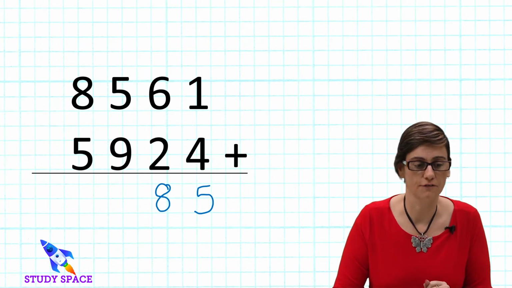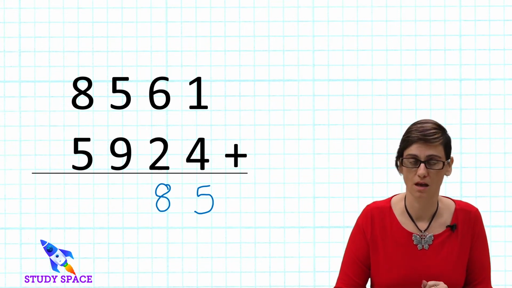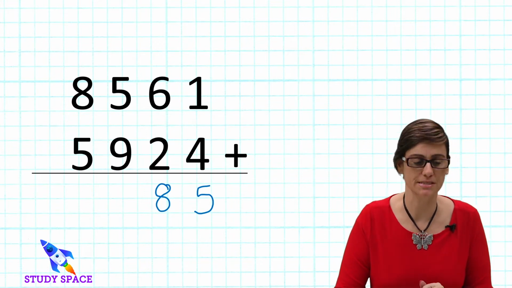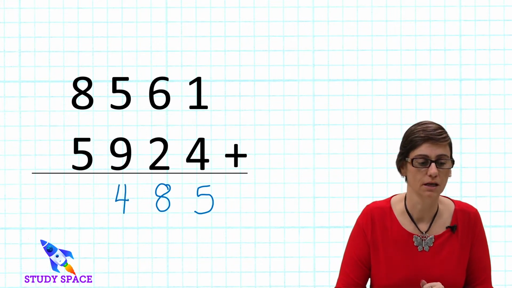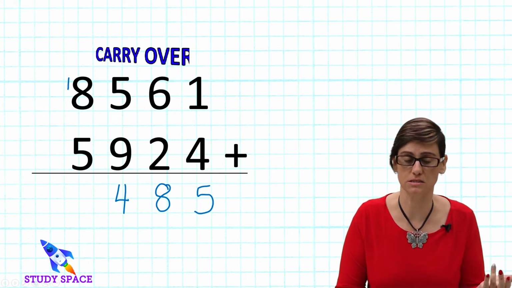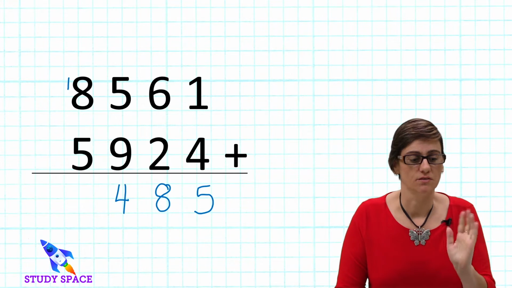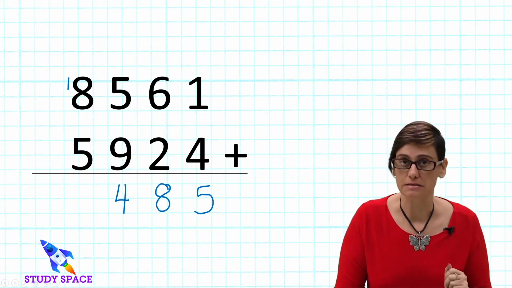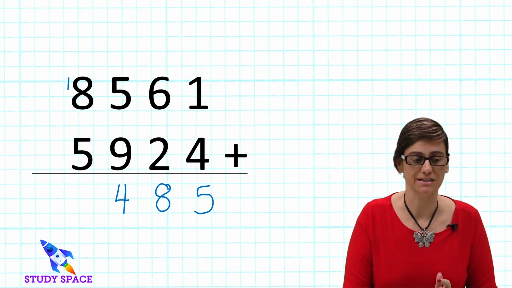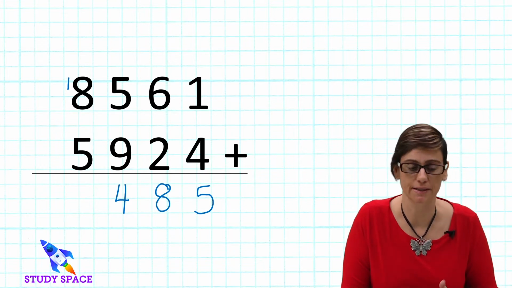So we've got 5 plus 9. 5 plus 9 is 14. So I can't put both of my numbers down. So I put the 4 down and I carry over my 1 into the thousands column. Okay, so I've dealt with the hundreds now. Let's go to the thousands column. So I've got 8 plus 1, which is 9, plus 5 more is 14 again.